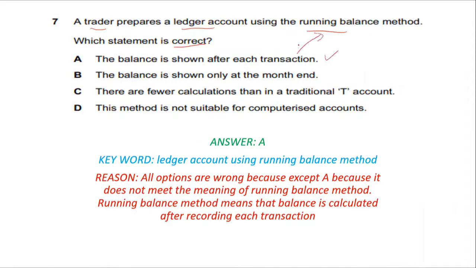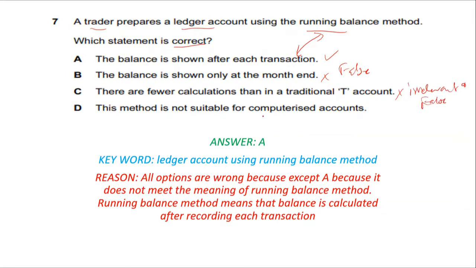Yes, it matches the description, but again, we will go through options B, C, and D because we need to choose the best option. The balance is shown only at the end of the month. No, that is absolutely false. There are fewer calculations than in a traditional T account. This is irrelevant and false.